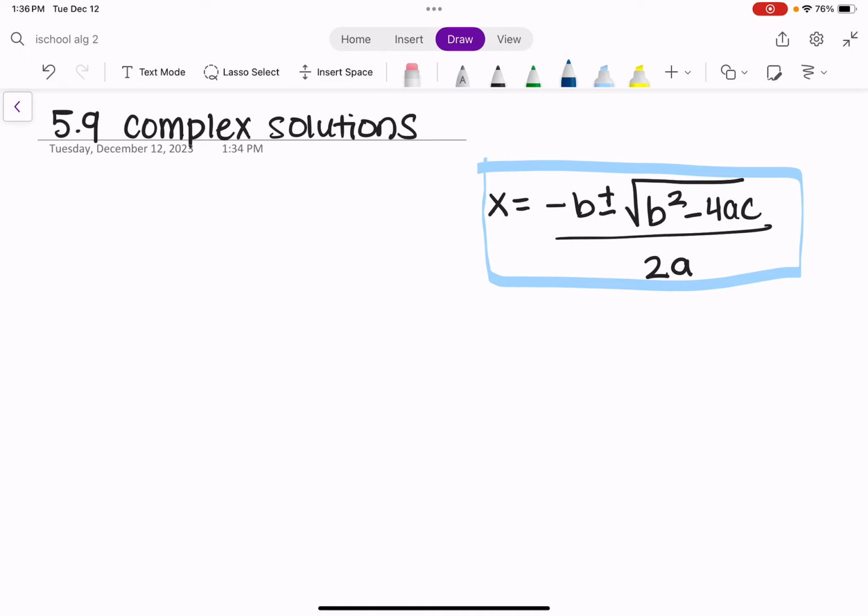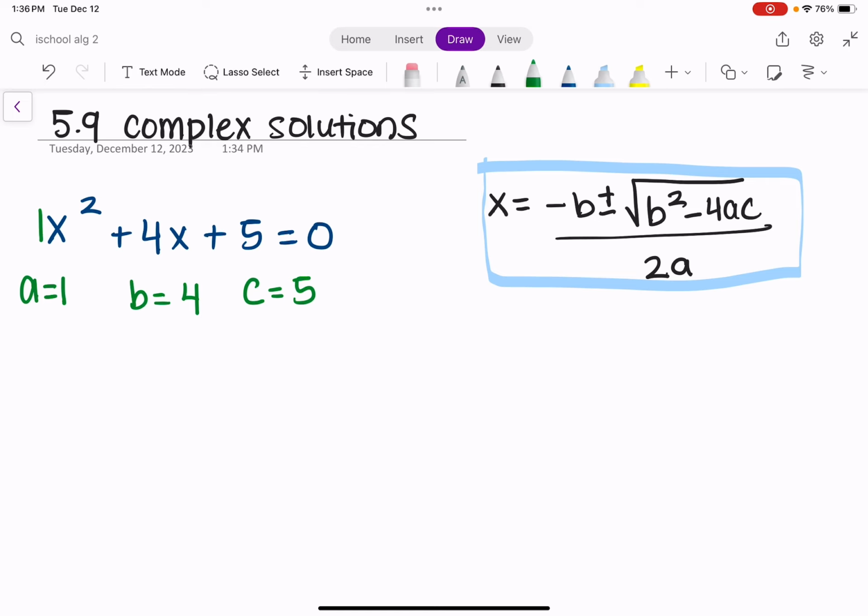So let's say we're solving this equation right here. We have x squared plus 4x plus 5 equals 0. Now we know that there's an invisible 1 right here. We can start by identifying our a, b, and c. Remember, a is the coefficient in front of x squared, b is going to be 4 because it's in front of x, and c will be 5.